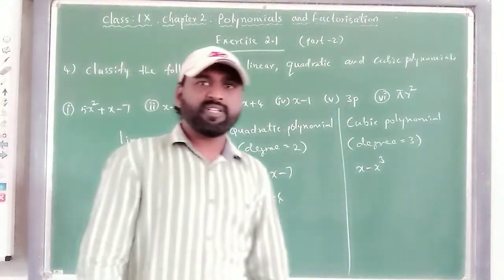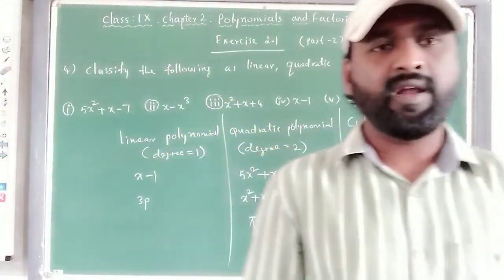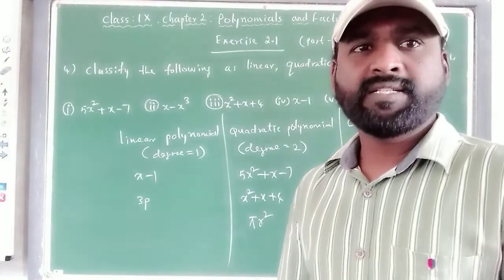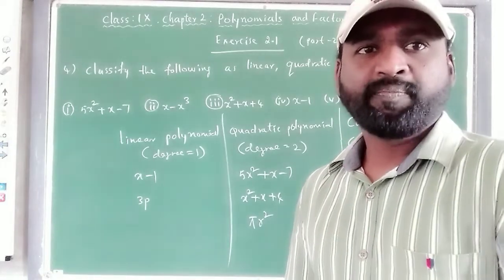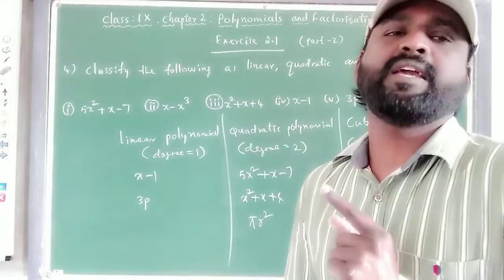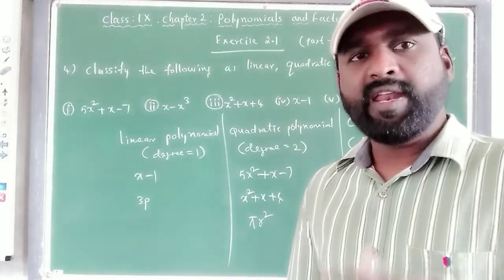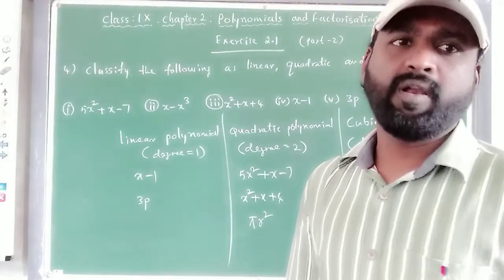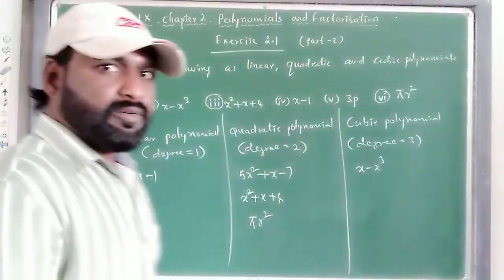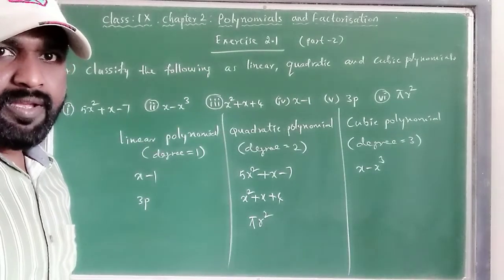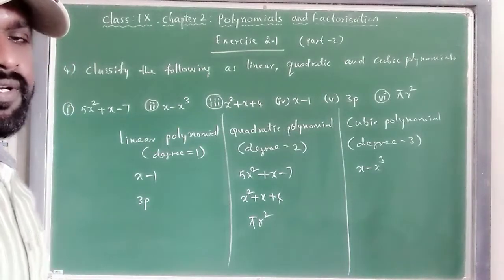How can we classify the polynomials as linear polynomial or quadratic polynomial or cubic polynomial? Only by checking the variable's exponent. If the variable exponent is 1, linear polynomial. If the variable exponent is 2, that is quadratic polynomial. If the variable's exponent is 3, that is cubic polynomial. Hope you all understood how to identify the polynomial of which type. Let us move on to the next bit.